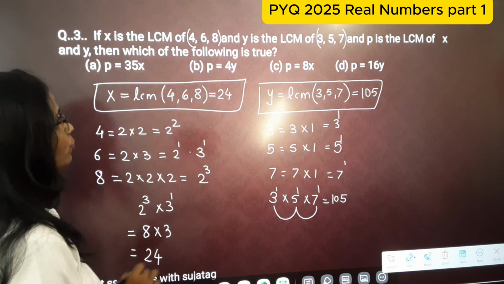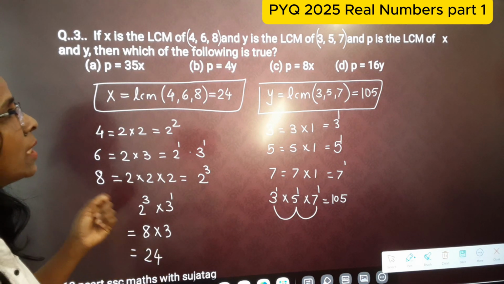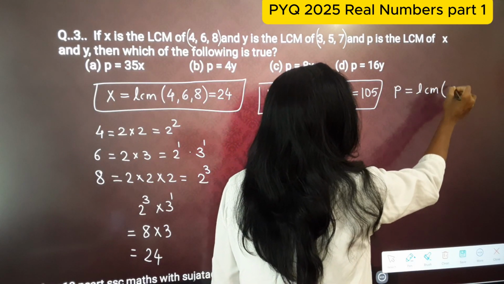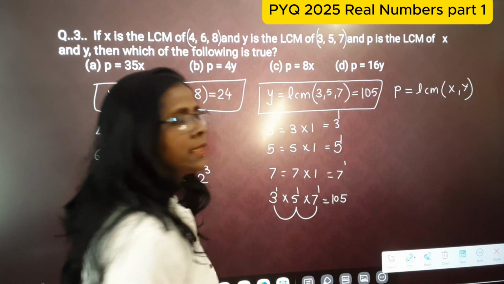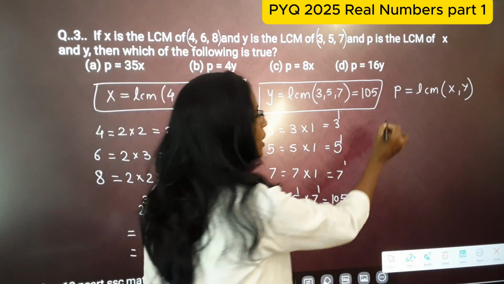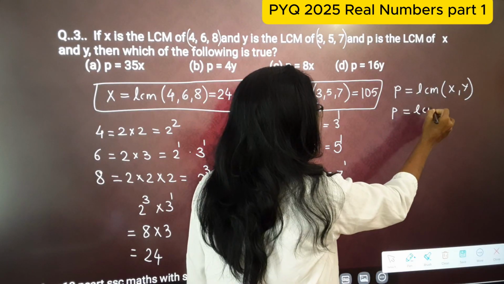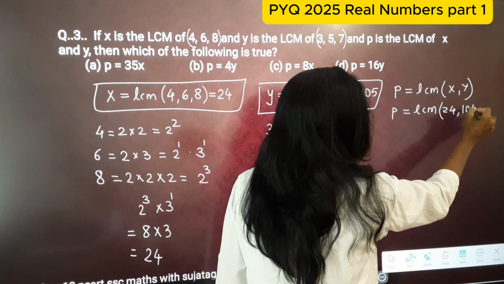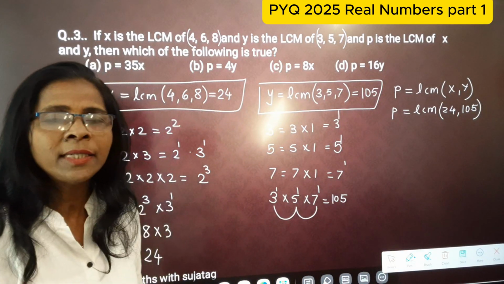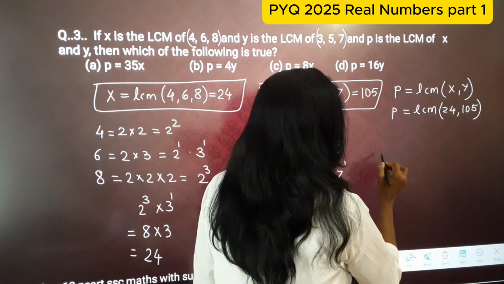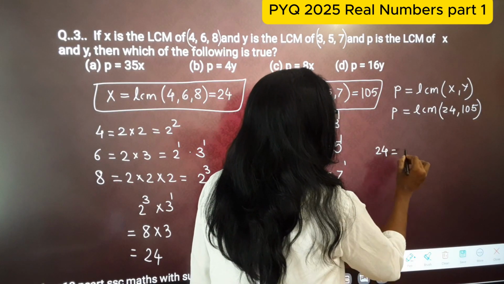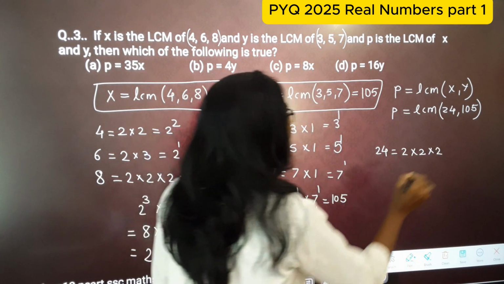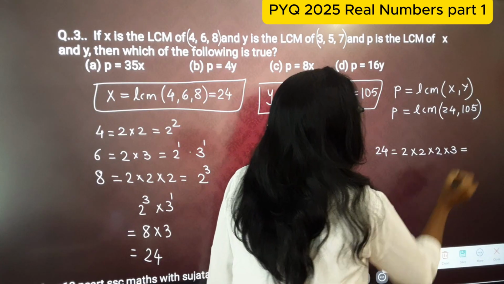Now the next condition says that p is the LCM of x and y. Here students, we have the values of x and y, that is 24 and 105. So we have to find the LCM of 24 and 105. The factorization of 24 is 2 twos are 4, 4 twos are 8, and 8 threes are 24.